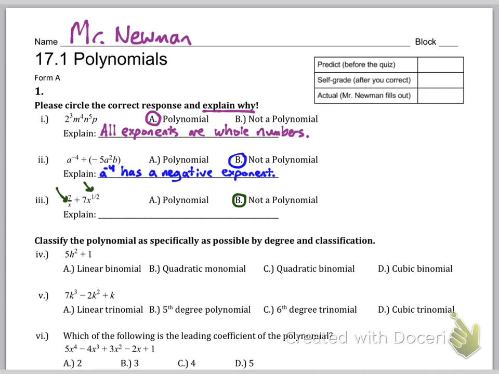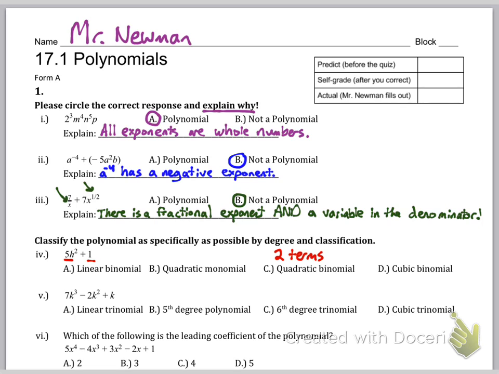And lastly, notice there are 2 reasons the number 3 is not a polynomial. First off, it has a 1/2, a fractional exponent. And secondly, it also has a variable in the denominator. Both those are big no-nos for polynomials. So, here we're going to classify the polynomials and be as specific as possible with degree and classification. We're going to have to write down the number of terms and the degree so that you can then find which of those is correct.